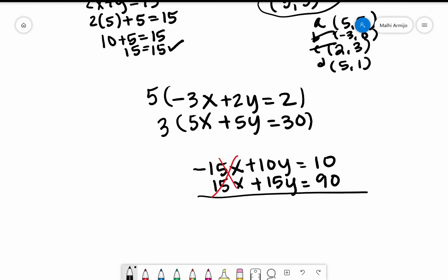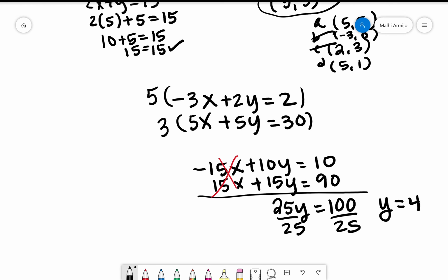Moving through, remember we're working vertically, so 10 and 15, they're both positive, so it gives me a positive 25. It's equal to 100 on the right hand side because they're both positives. So divide both sides by 25, and y is equal to 4.